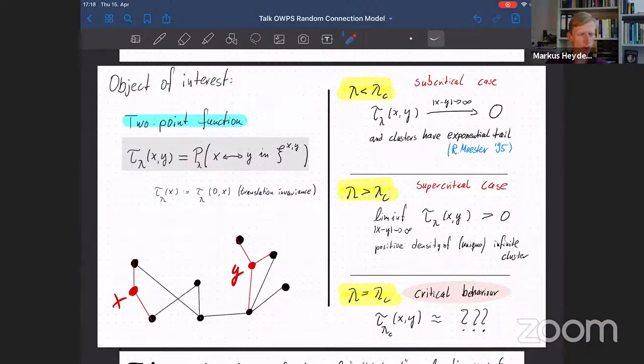And then the question to be addressed now is, what can we say about this critical regime? What happens really at this lambda c? And the answer comes now.